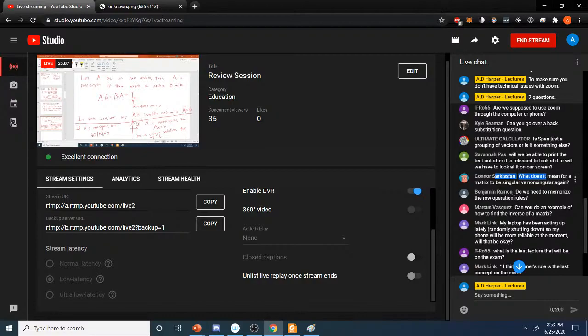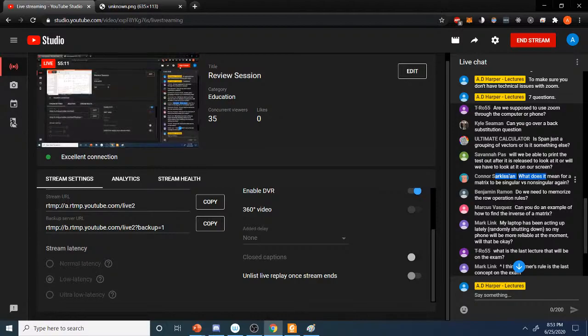Benjamin asks, do we need to memorize the row operation rules? I would say yes. It's very, very useful to memorize them. You need to know how to perform row reduction. You need to know how to put a matrix in row reduced echelon form. And you need to be able to recognize the utility of row reduced echelon form. You also need to understand how you can use row reduction to compute inverse matrices.